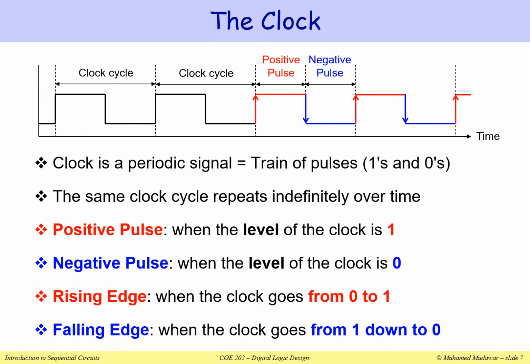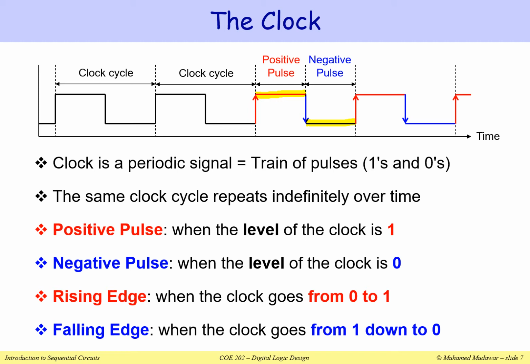So let us take a look at the clock. The clock is a very important signal in synchronous sequential circuits. So let us understand the clock. It is a periodic signal, so it means that it alternates between 1 and 0. So the clock has two levels. The level of the clock can be high or 1. This is actually shown here. When the clock is high, it means that we have a positive pulse, or it can be low or 0. It means that we have a negative pulse.